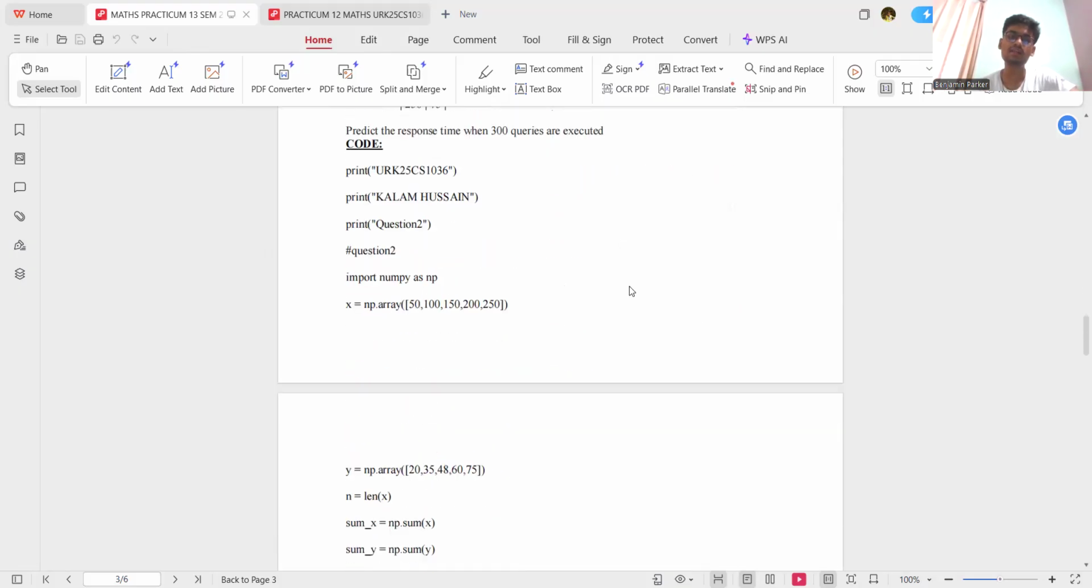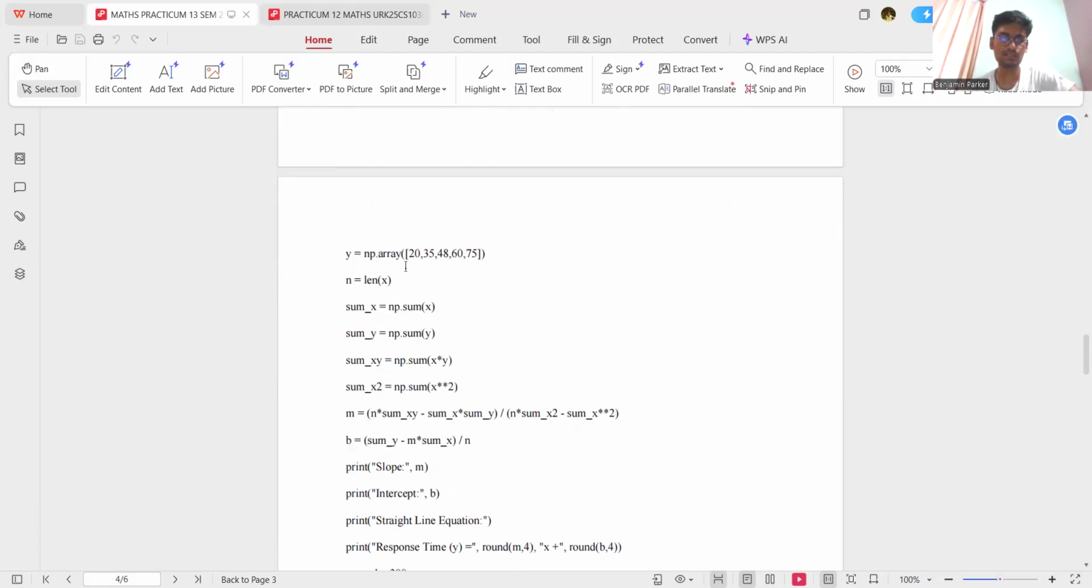Onto the code, which is kind of similar. We are importing numpy as np, x is equal to np.array 50, 100, 150, 200, and 250. And after that y is equal to the given values which have been given in the question. And after that we are using n is equal to length of x, sum of x is equal to np.sum x, sum y is equal to np.sum y, sum xy is equal to np.sum xy.